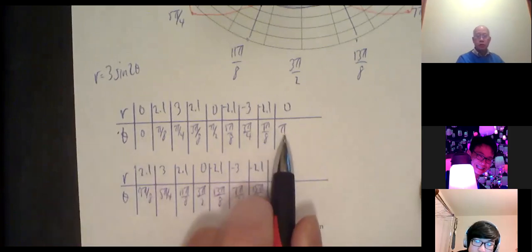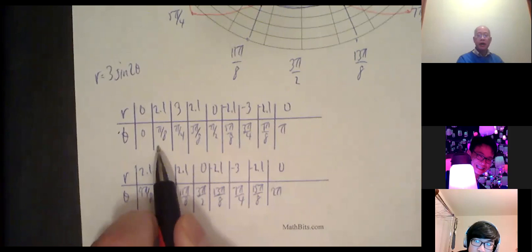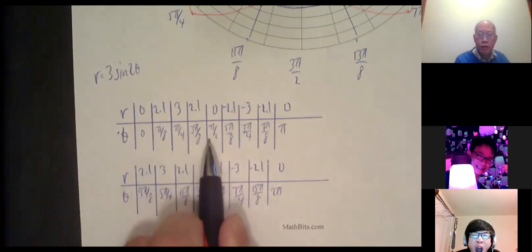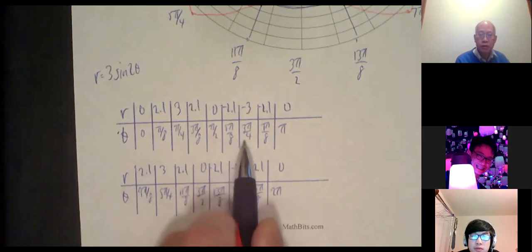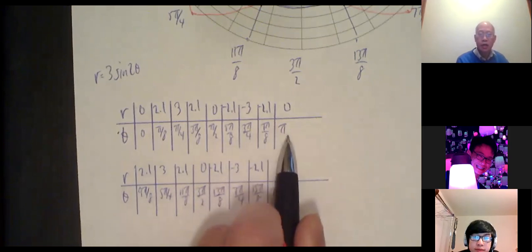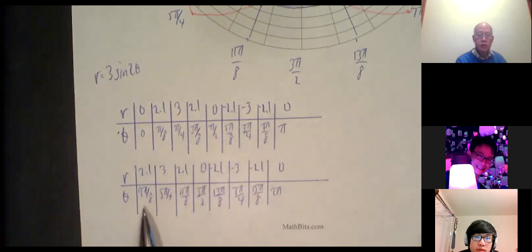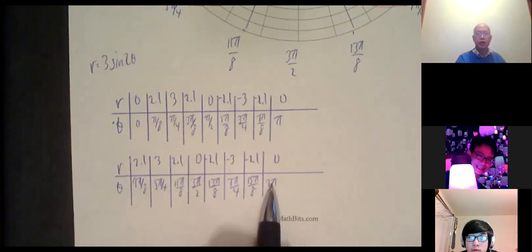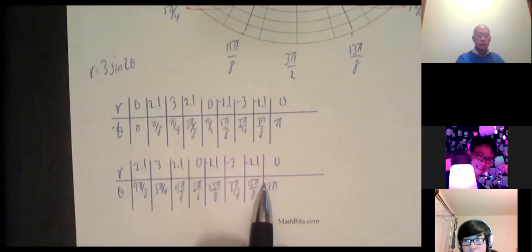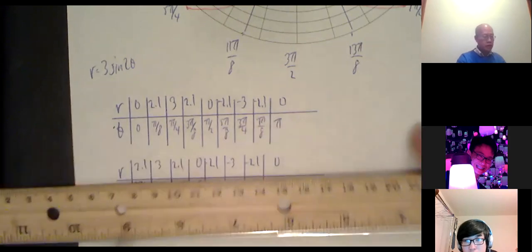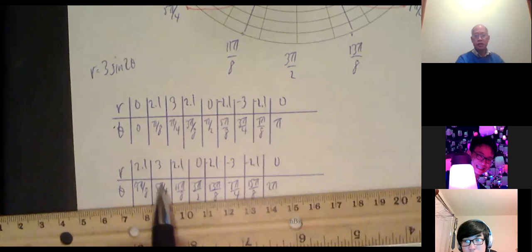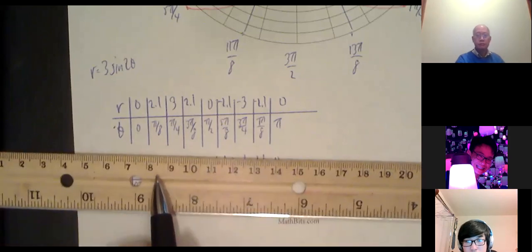So 0, pi. Here's counting every pi over 8: pi over 8, 2 pi over 8, 3 pi over 8, 4 pi over 8, 5 pi over 8, 6 pi over 8, 7 pi over 8, 8 pi over 8, 9 pi over 8, 10 pi over 8, 11, 12, 13, 14, 15, 16 pi over 8. And the reason why you want to write it like this, just go out to one period, is because after that it's just a copy and paste.